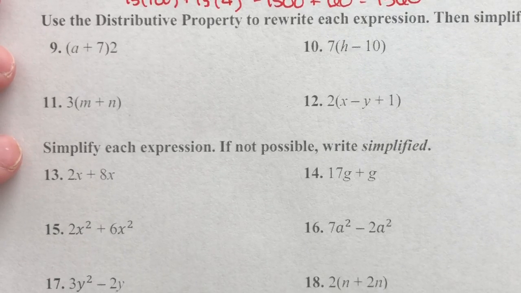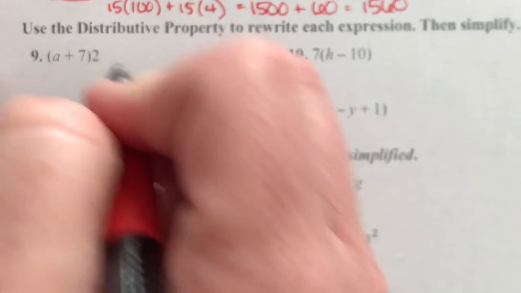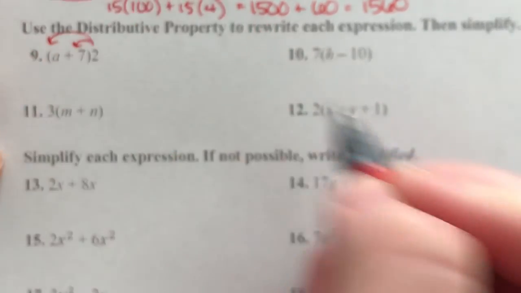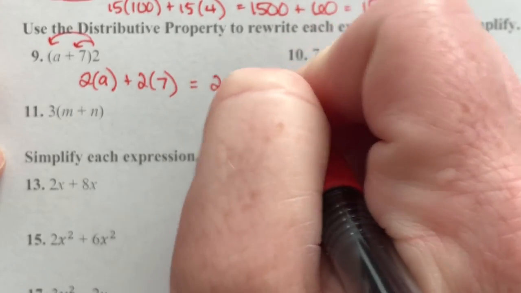All right, 9 and 10, use distributive property to rewrite each expression. Then simplify. So multiply here. So I'm going to get 2 times a plus 2 times 7, which will be 2a plus 14.